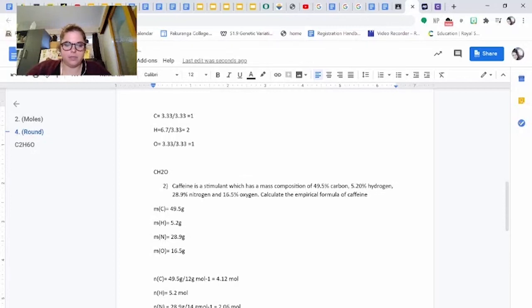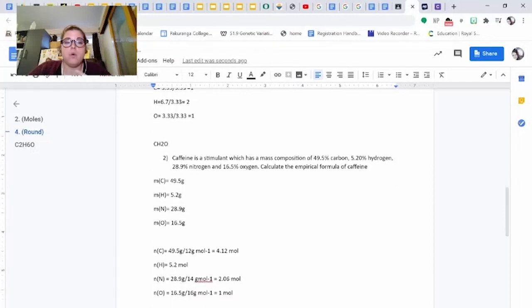And last but not least, we need to work out the moles of our oxygen. 16.5 g divided by 16 grams per mole equals 1 mole. So this is a nice easy one because we're literally just dividing everything by 1. What happens when you divide something by 1? It just stays the same. So we can already type up our thing.